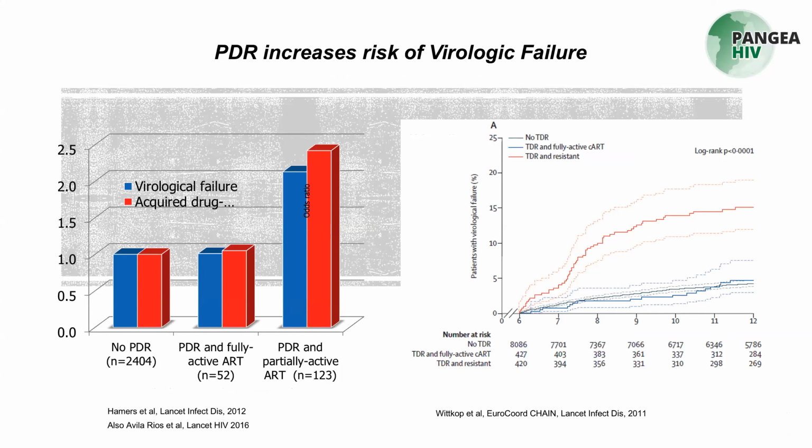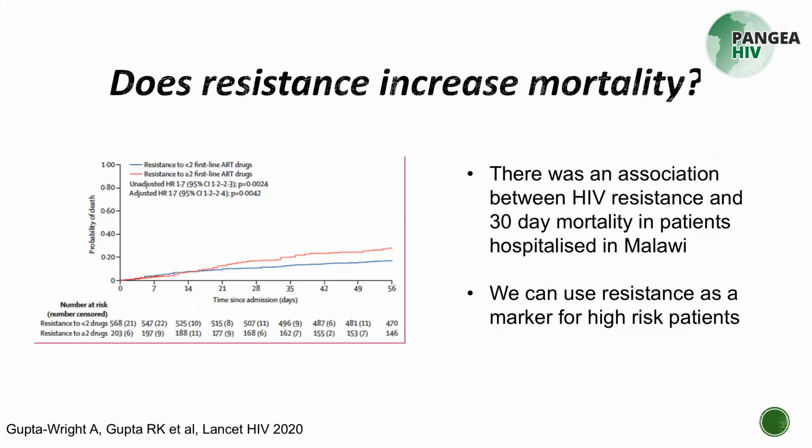The right-hand figure shows you some similar data from a European cohort from back in 2011. So whether you're in Africa or whether you're in Europe, it's a similar story, that PDR increases virologic failure. What about mortality? Well, we looked at this recently in a study done in hospitalized patients in Malawi, where the patients had gone into hospital for various different reasons: TB, pneumonia, cryptococcal meningitis, and many other conditions.